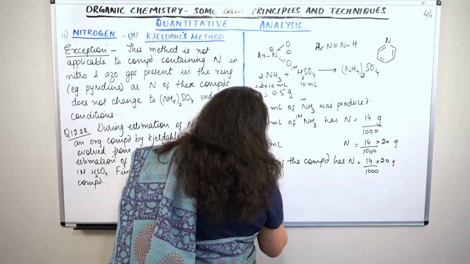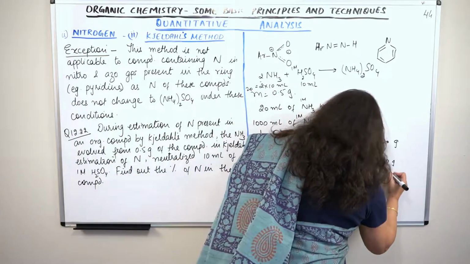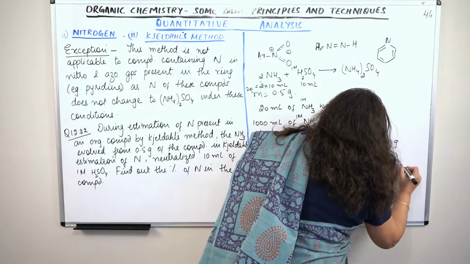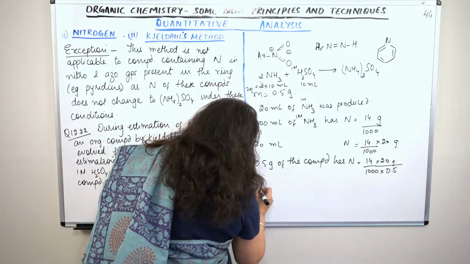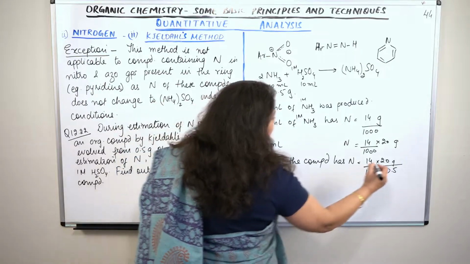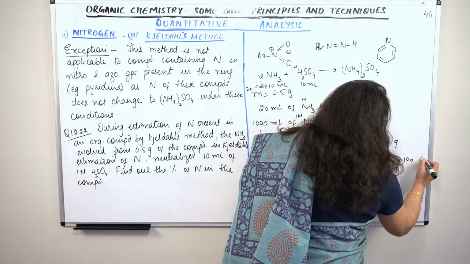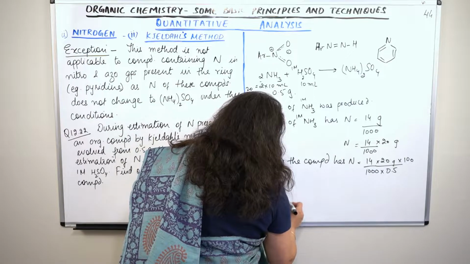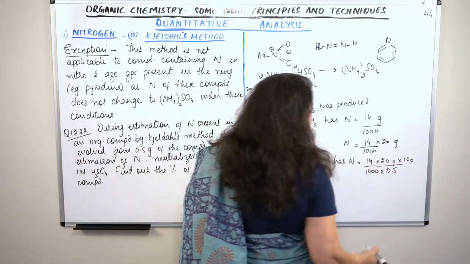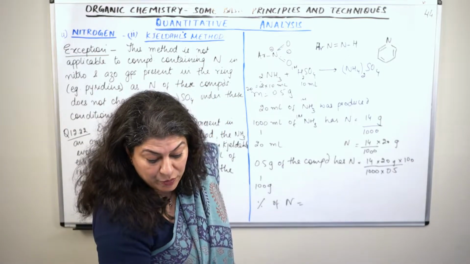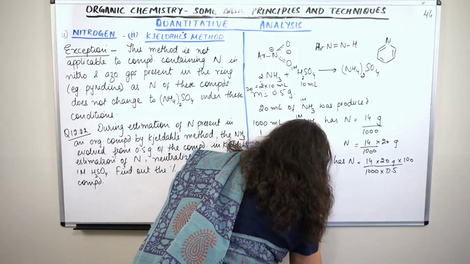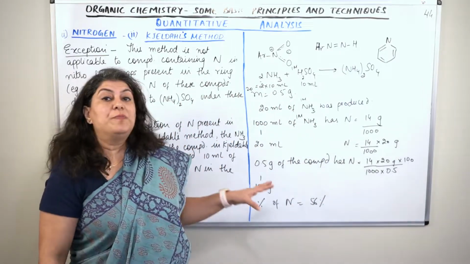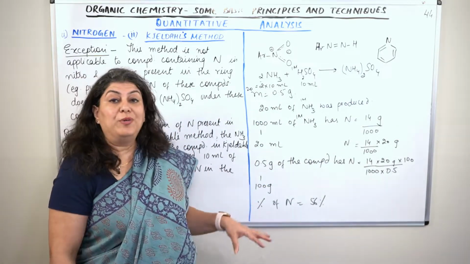So 1 gram will have that divided by 0.5, and 100 grams will have how much? Into 100. That will give you the percentage, that would be the percentage of nitrogen. Therefore, when you calculate this, the percentage of nitrogen comes out to be equal to 56%. 56% would be the percentage of nitrogen in the compound.